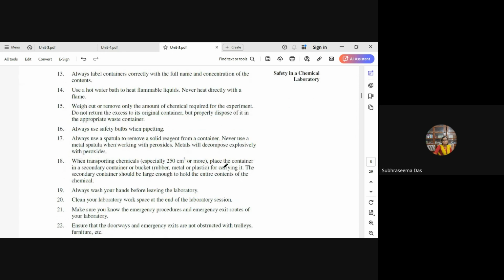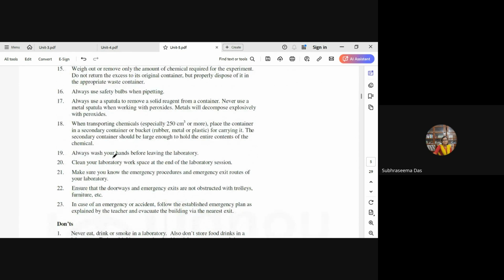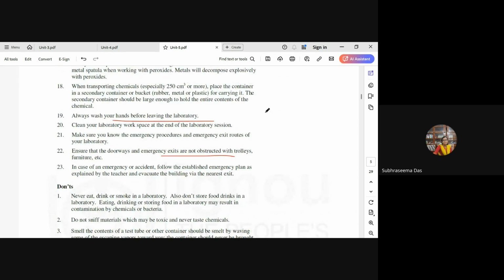Then we should always use safety bulbs while pipetting. The hands must be washed before leaving the laboratory. The laboratory should always be cleaned. The doorways and emergency exits should always be clear and not obstructed. So these are some of the do's that we need to follow in a chemical laboratory.